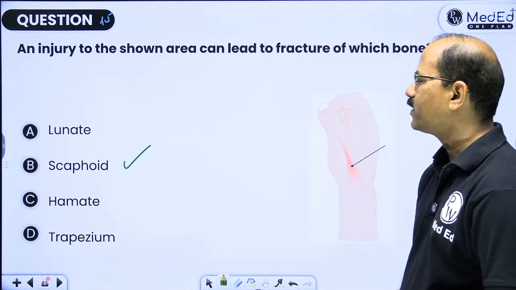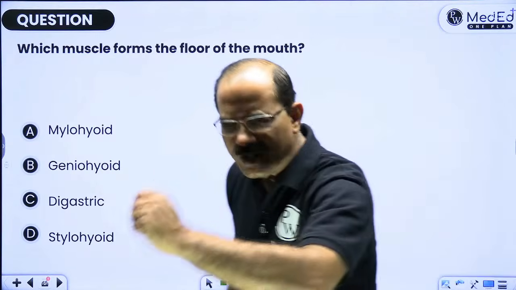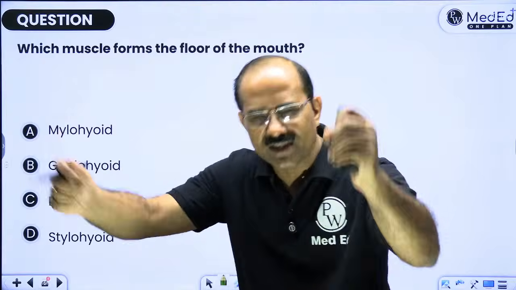Fine, so that's scaphoid. Coming to the last 5 MCQs, students, last 5 MCQs of the set. Come on, have energy and answer.